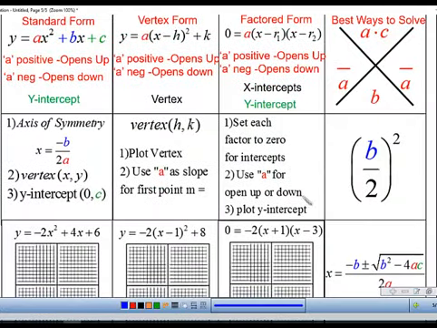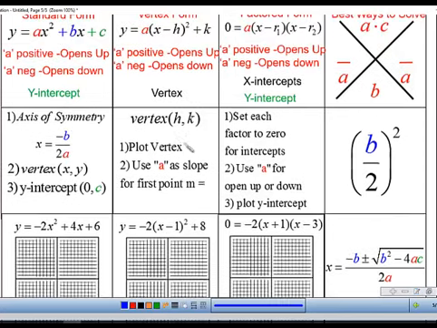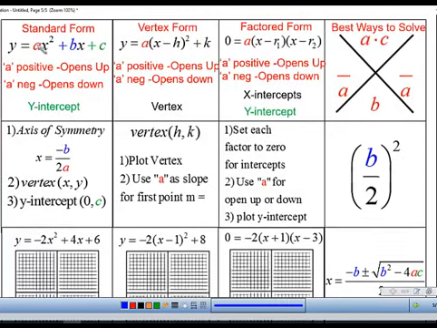I'm going to move down a little bit. Okay, so in order to graph in standard form, you need to first find the axis of symmetry. This is the formula for finding the axis of symmetry. See how it has a B and an A? Well, if we go back up to our form, we have A and we have B and we have C. So we're talking about B, the term that's with the x, and the A, that's the term that's with the x squared.